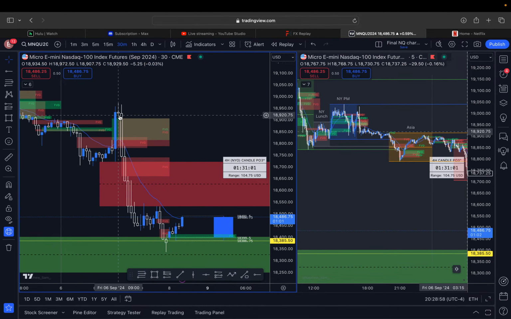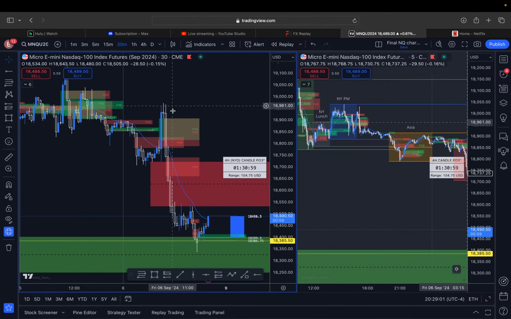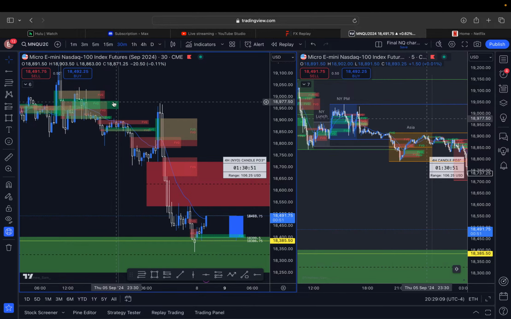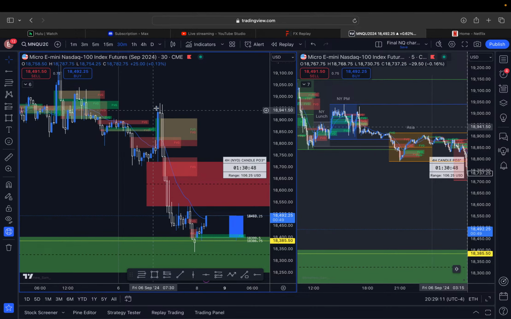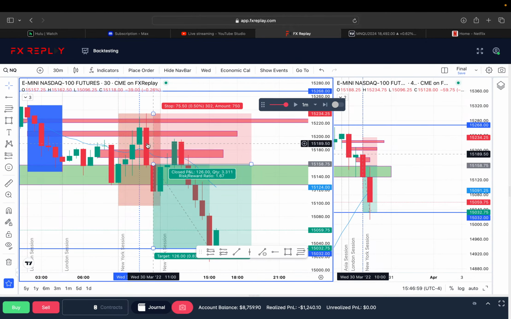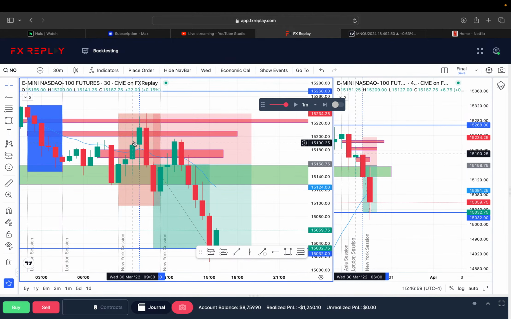And this is a good turtle soup though. This is a good power of three, accumulation, manipulation. So this is a bad example because this is something you could get right in sells on. It's clearly tapping into a higher time frame fair value gap. This is a good turtle soup example, but this is not, because it's 3-4 candles. This easily could have wanted to keep going higher. This is not giving us signs that we want to reverse.